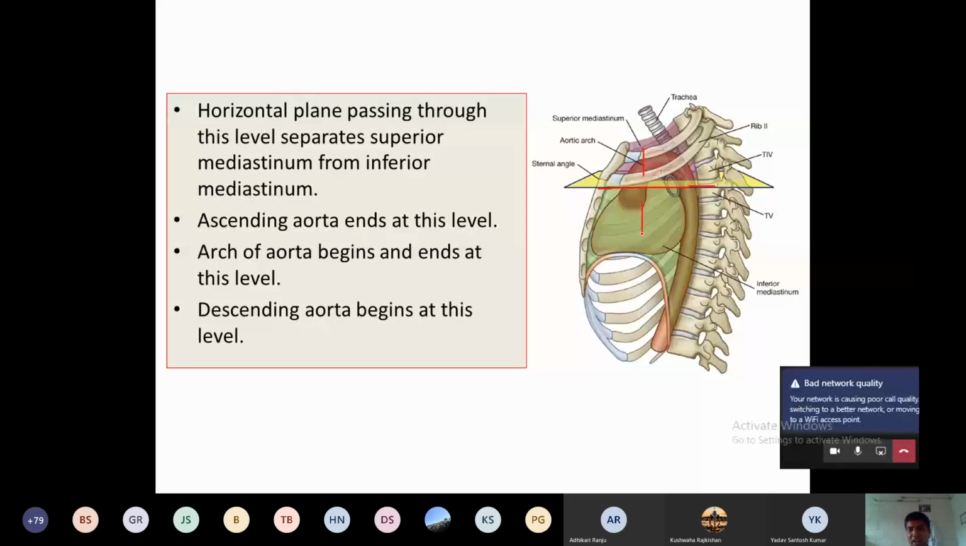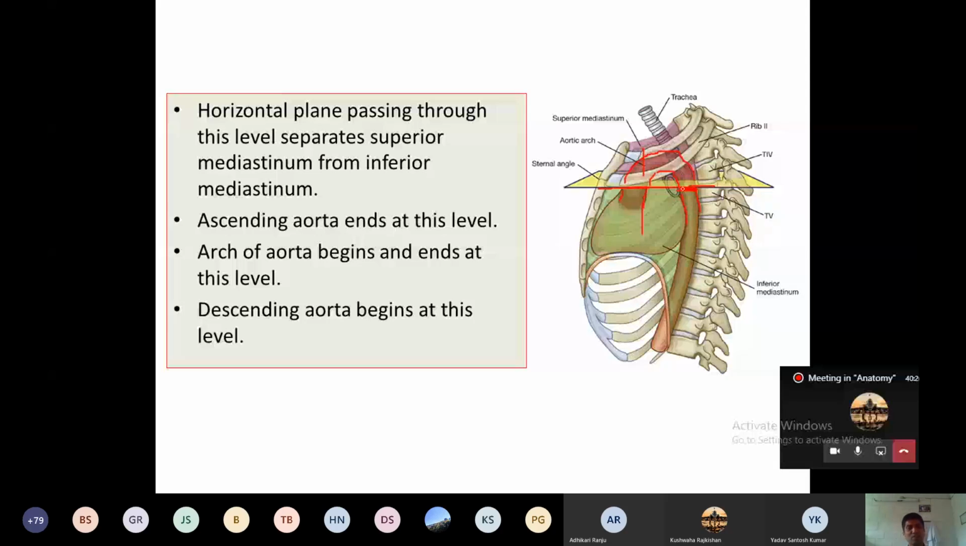Ascending aorta becomes arch of aorta at this level. Okay, see, at this level, the ascending aorta becomes arch of aorta, and this arch of aorta will bend downward again, and it becomes descending thoracic aorta at the same level.